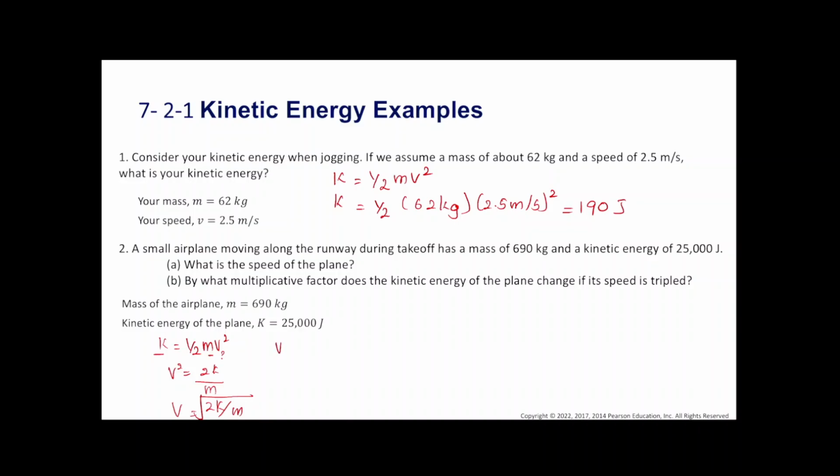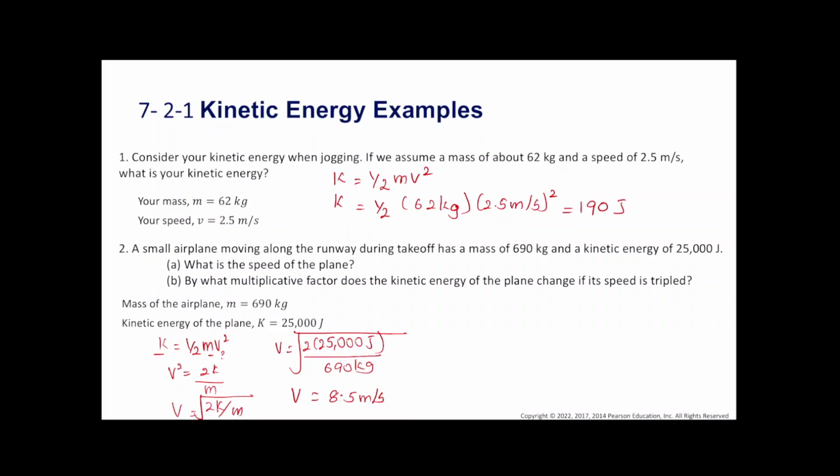And we can substitute the values. 2 times K is 25,000 joules and m is 690 kilograms. Then we have to take the square root. Therefore, the speed is 8.5 meters per second. So if you are given the kinetic energy and the mass, we can find the speed, and if you are given the mass and the speed, then we can find the kinetic energy.